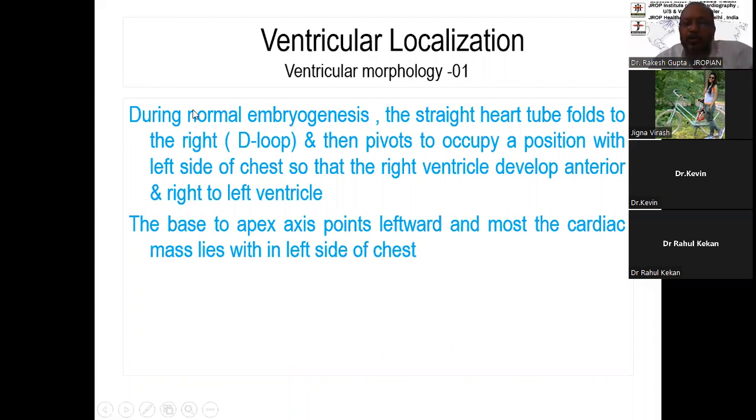The heart tube folds to the right, the so-called D-loop, then pivots to occupy a position in the left side of the chest so that the RV develops anterior to the LV. The base to apex axis points toward the left side, and most of the cardiac mass lies in the left side of the chest. So this is what we talk about.